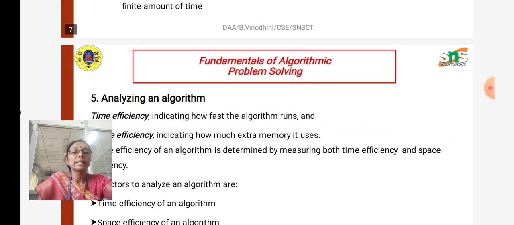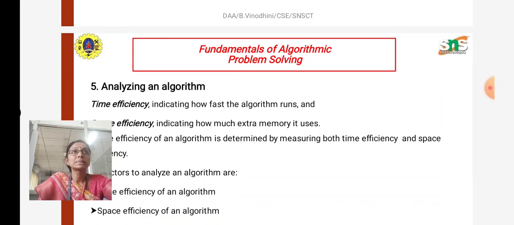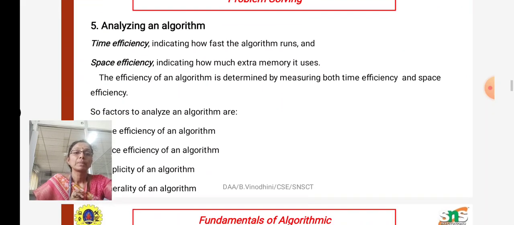The fifth one is analyzing the algorithm. Analyzing the algorithm depends upon two main factors: one is time complexity, the other is space complexity. Time efficiency means how fast the algorithm runs in a particular amount of time. Space efficiency is how much space the algorithm occupies, how much memory is used to solve a particular problem. These are the two important factors for analyzing the algorithm: time efficiency and space efficiency. This is the fifth step for solving a particular problem.